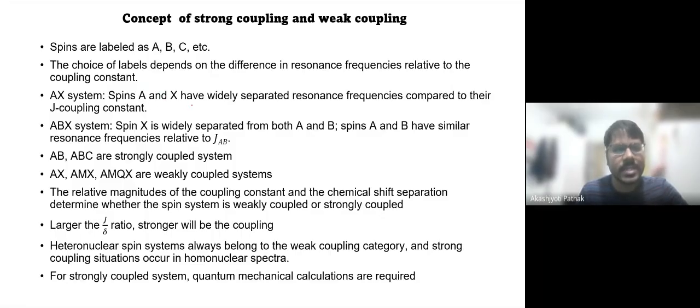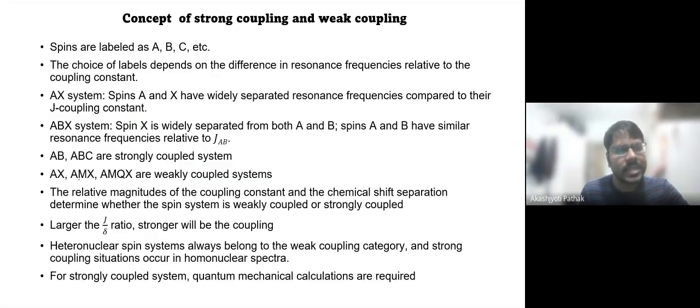So the AX system is when the spins A and X have widely separated resonance frequencies compared to their J coupling constant. There can also be an ABX system, where spin X is widely separated from both A and B, and spins A and B have similar resonance frequencies relative to JAB. There can also be AB and ABC strongly coupled systems.